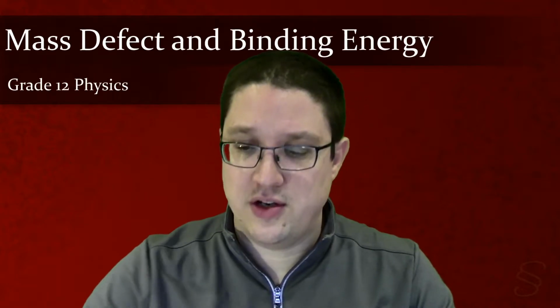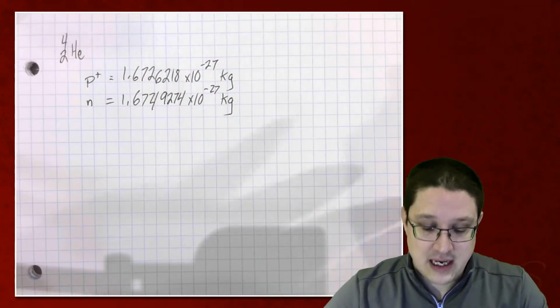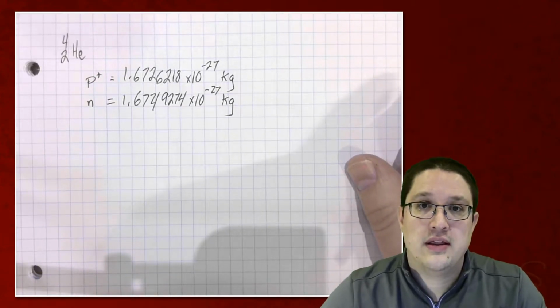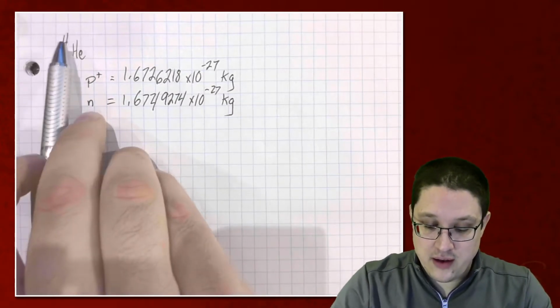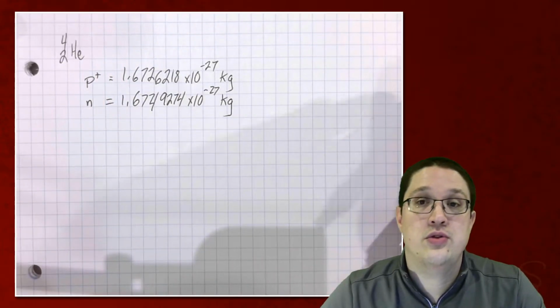So the first thing I'm going to do is start by taking a look at helium-4. This is a common and fairly simple element. All I've got here are 2 protons and 2 neutrons.